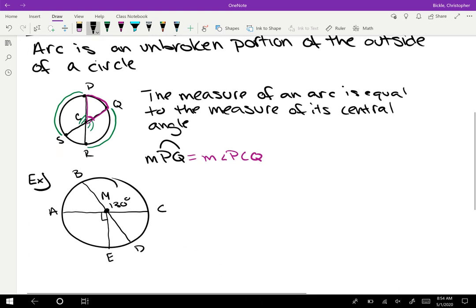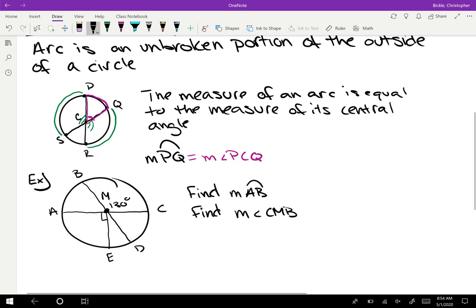So I used M for middle. They're going to say, hey, we need you to find a few things, and this is like the problems that you'll have to do in the homework. We're going to find the measure of the arc AB. We're also going to find the measure of the angle CMB.